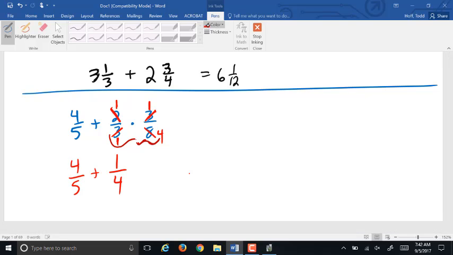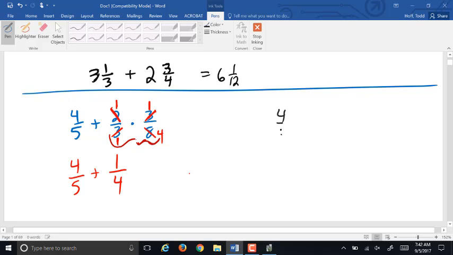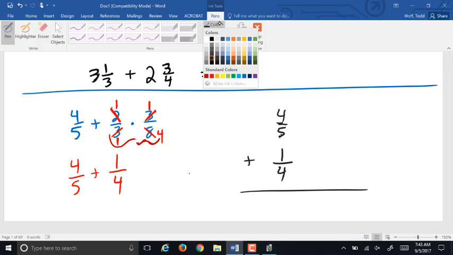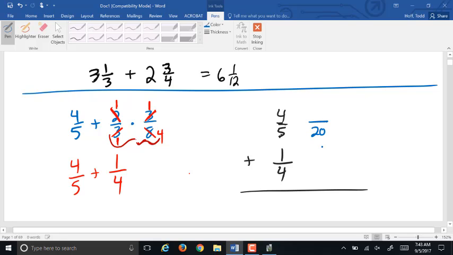So now we have 4/5 plus 1/4. We get a common denominator of 20. 5 times 4 is 20, so 4 times 4 is 16. 4 times 5 is 20, so 1 times 5 is 5. 16 plus 5 is 21 over 20. So that's 1 and 1/20th.